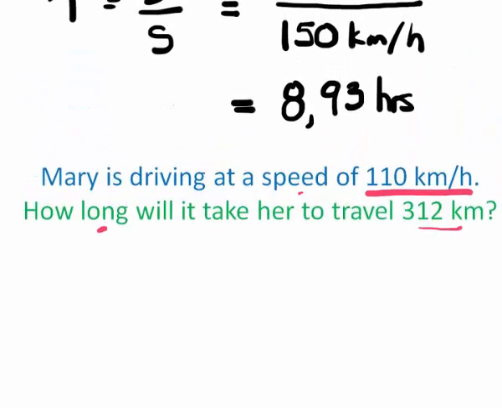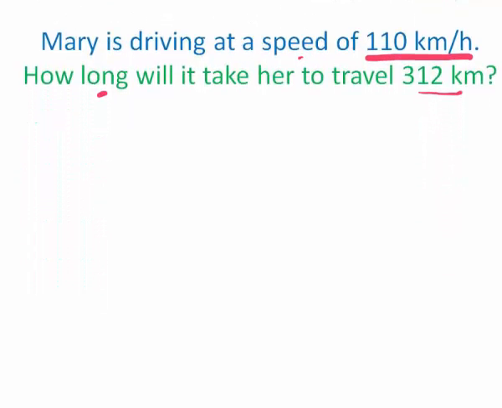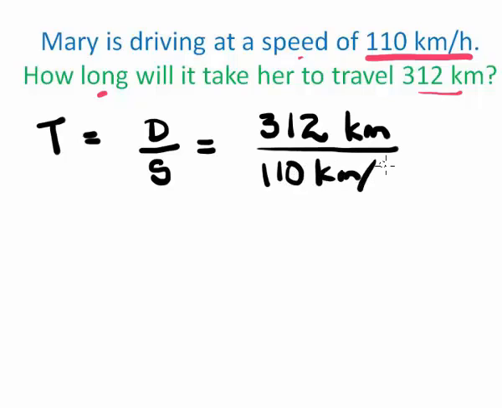So let's go back and have a look here. Our time is distance divided by speed. I always like it when you start with the actual formula. It's always a good idea. So your time is equal to your distance divided by your speed. And our distance is 312 kilometers. Let's put our units in there. And we're dividing that by 110 kilometers per hour.